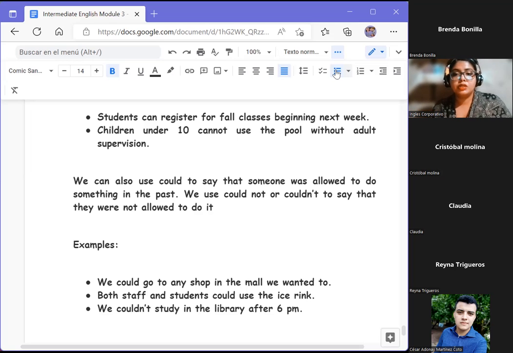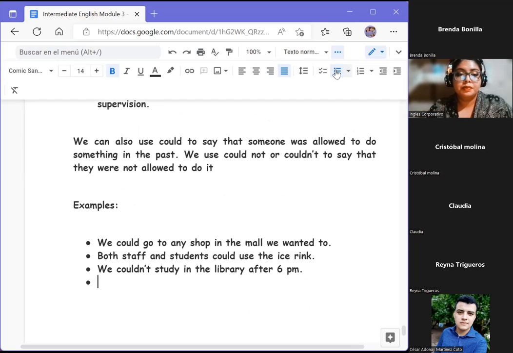So in that case, we are going to use that phrase when we are giving or asking for permission.